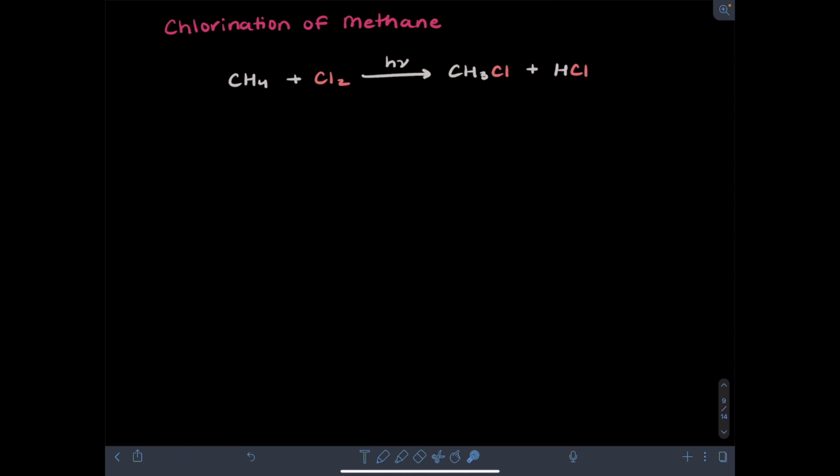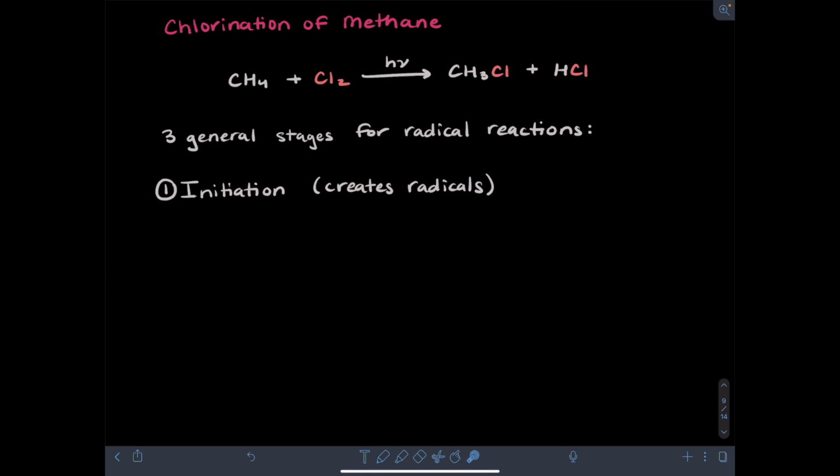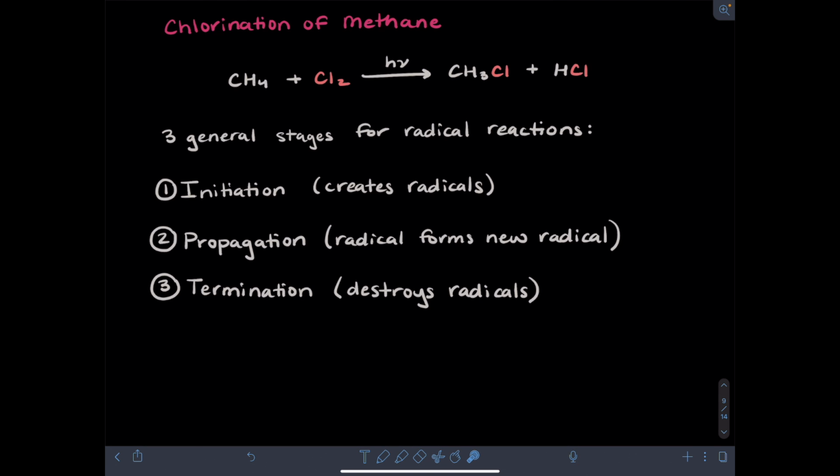Radical mechanisms are written a little bit differently from ones we've seen before, and they're going to occur in 3 separate stages. The first stage of a radical reaction is known as initiation. This is the step that has a homolytic cleavage to create radicals. The second stage is known as propagation. This is going to involve radicals reacting with molecules to create new radicals. And the final stage is known as termination, and this is going to involve radicals coming together to form a sigma bond, essentially destroying the radicals.